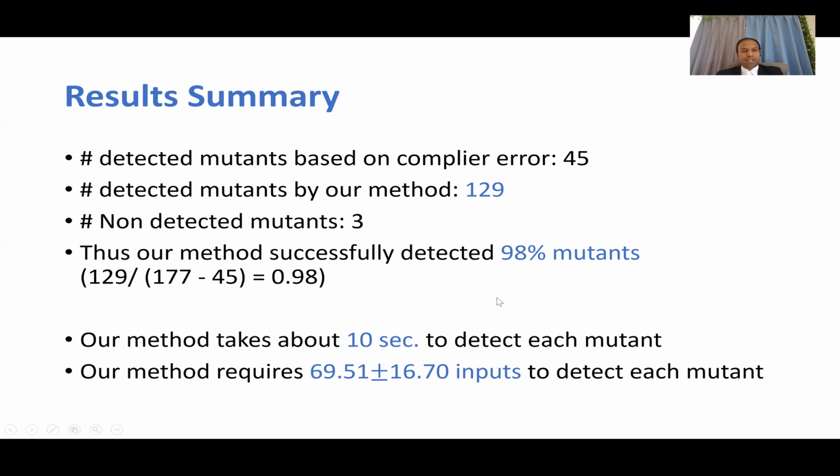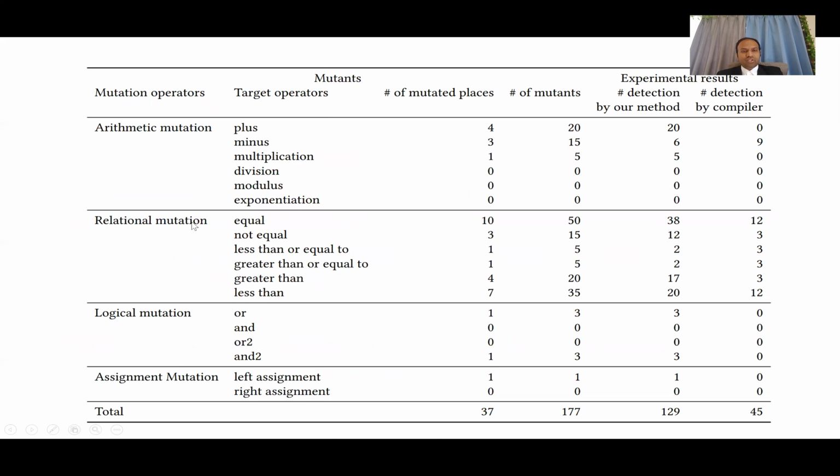On the next slide, we show that 45 mutants were detected based on compile error, and our method detected 129, with non-detected mutants equal to 3. These non-detected mutants are relational mutants, specifically less than. Here we can see the total number of mutants is 35, detection by our method is 20, and compile error is 12. So there are 3 mutants we cannot detect.